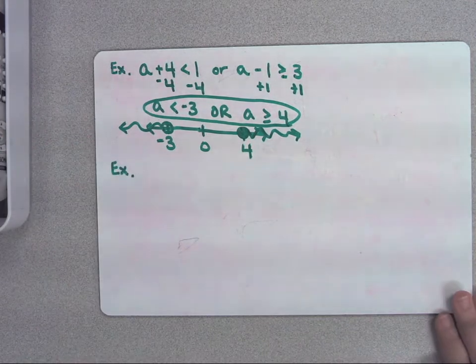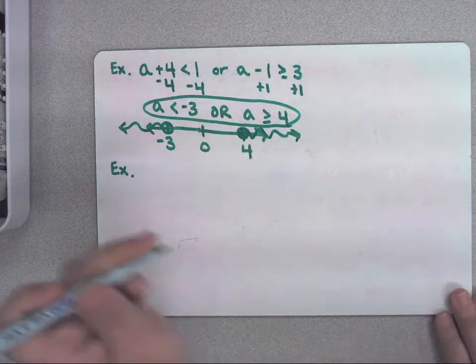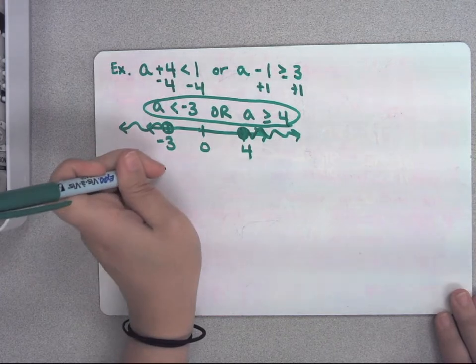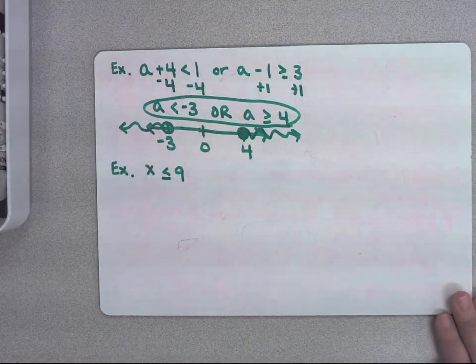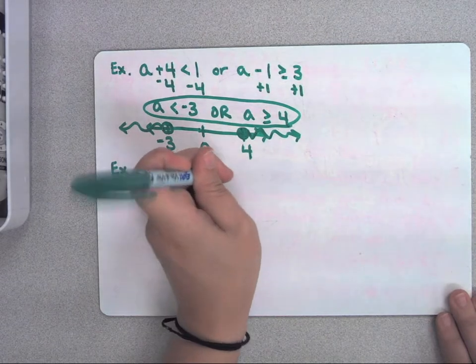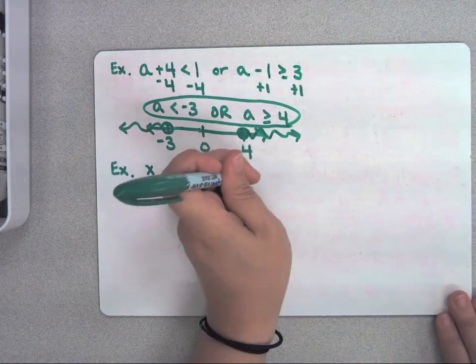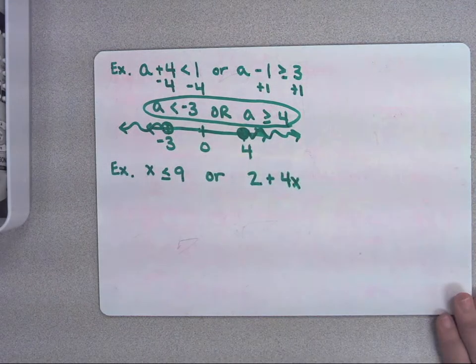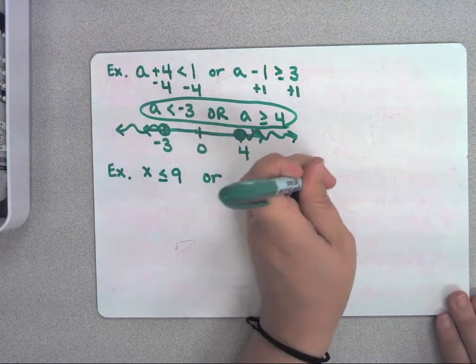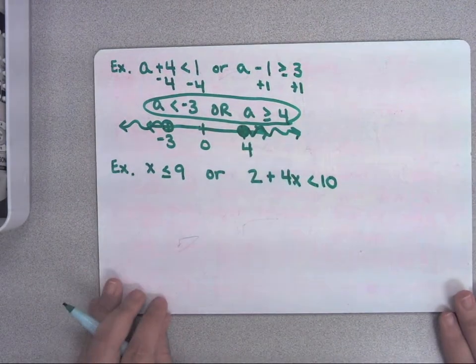This one's different. Try this guy: x is less than or equal to 9. That one's already solved for you. Or, 2 plus 4x is less than 10.